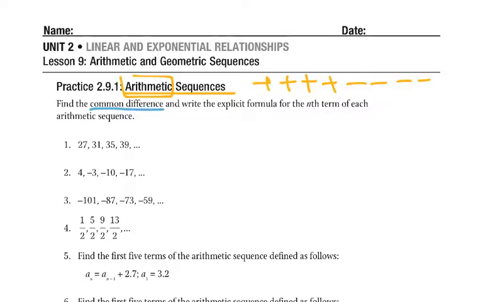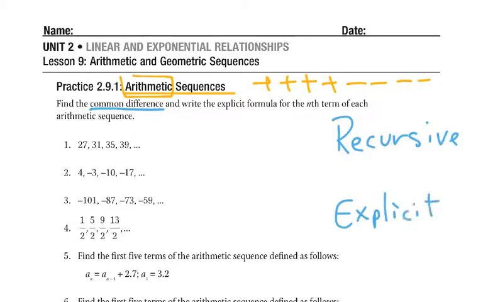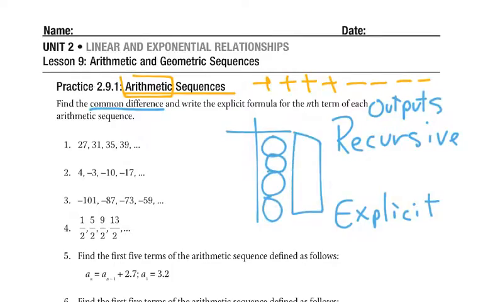Then we also have the two different formulas. We have the recursive and the explicit. Remember, the recursive connects an output to an output. So on a table, it's connecting these answers, and how they grow and where they start. But it's always connecting the outputs.